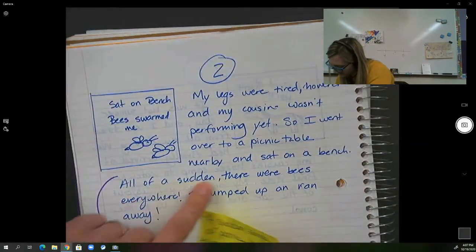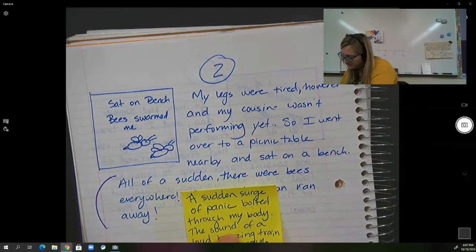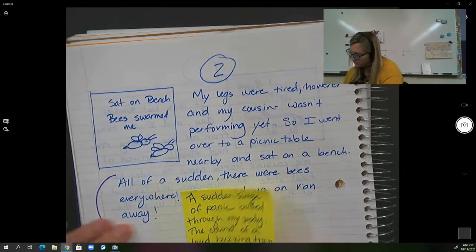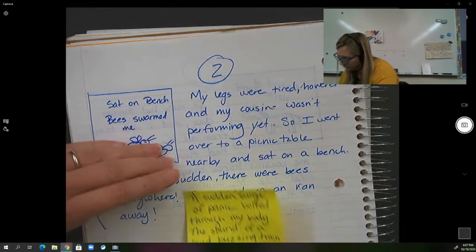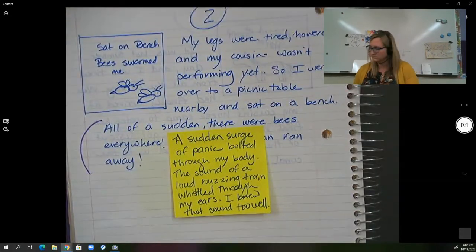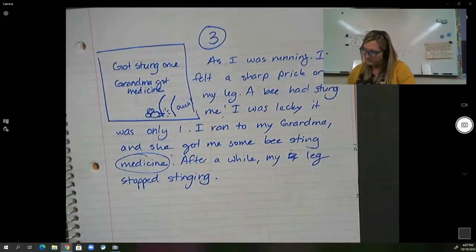So all of a sudden, there were bees everywhere. A sudden surge of panic bolted through my body. The sound of a loud buzzing train whistled through my ears. I knew that sound too well. I jumped up and ran away. Oh, see? Already it's getting better. When I turn to my last page, I have to really think about what's the most important.